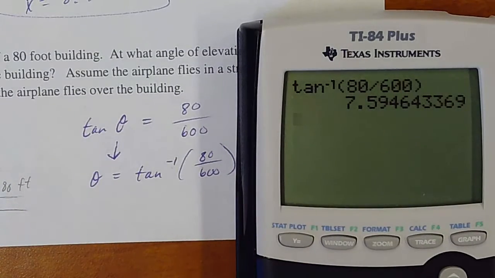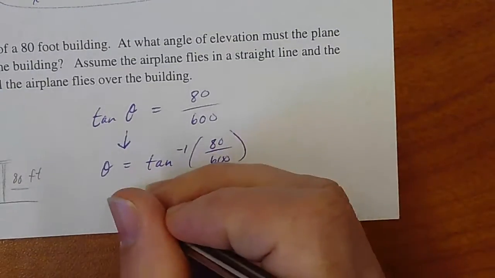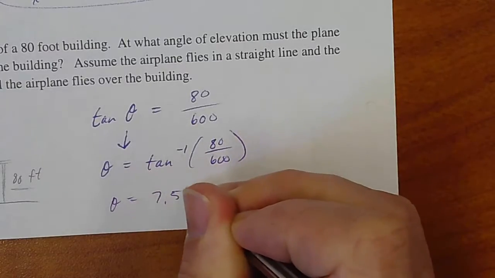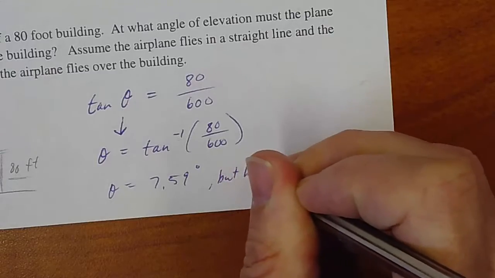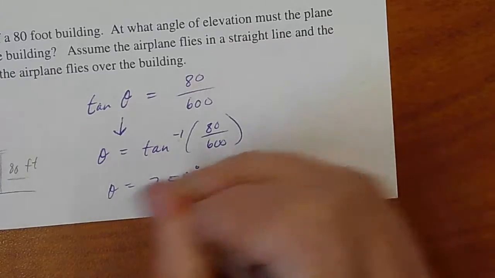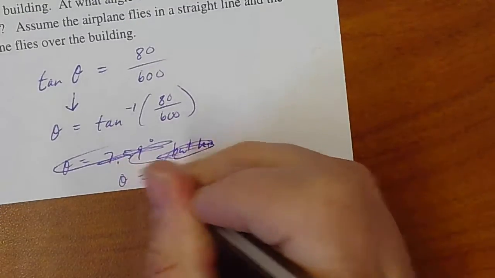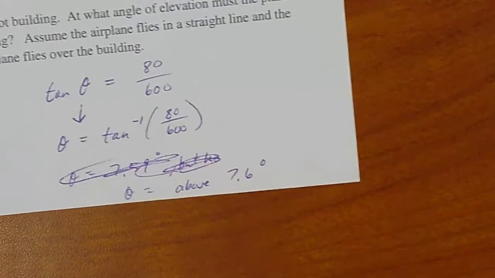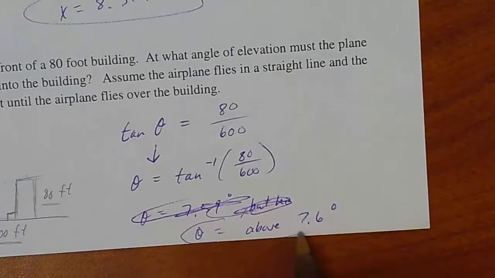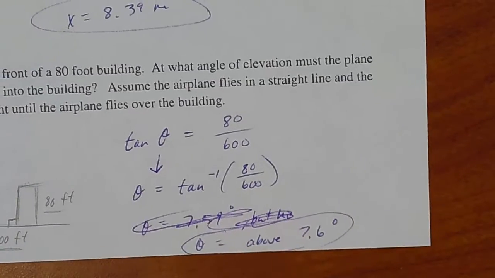That's the minimum one, right? You don't want to make it close. You probably want to round up to like an 8 degree to make sure that they do that. But let's just be accurate with this problem and say 7.59 for now, okay? So theta is 7.59 degrees, but higher, right? We want to make sure we're above that. Maybe I'll just say theta above 7.6 degrees. How about that? So we clear the building.